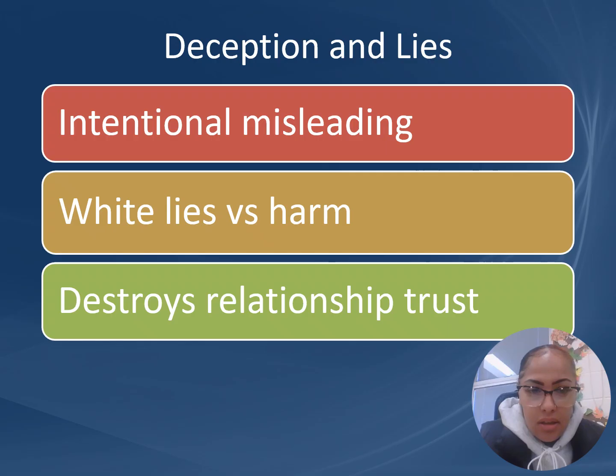Deception and lies: intentional misleading, white lies versus harm, destroys relationship trust. Deception happens when someone intentionally misleads another person. Sometimes people justify white lies as harmless, but even small lies can damage trust in close relationships. Honesty builds emotional safety, so when deception occurs, it erodes that foundation.